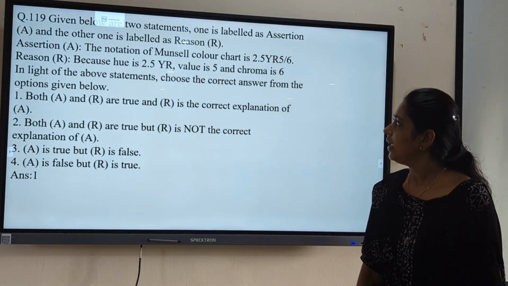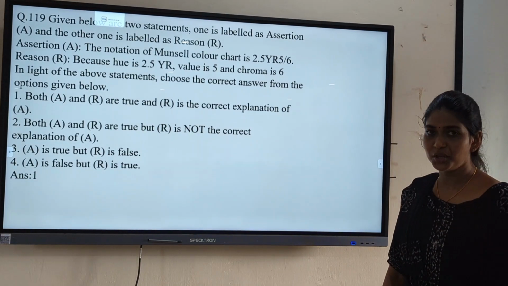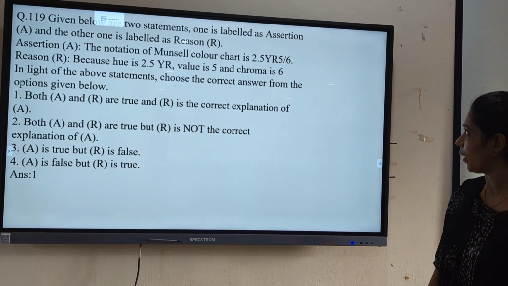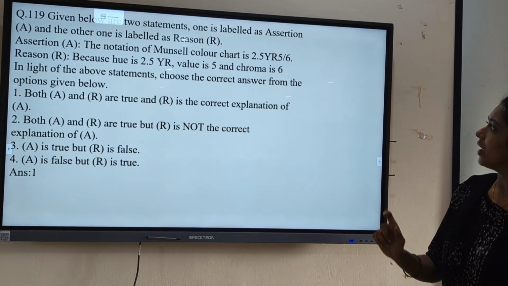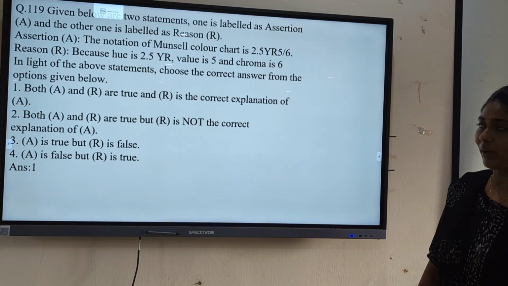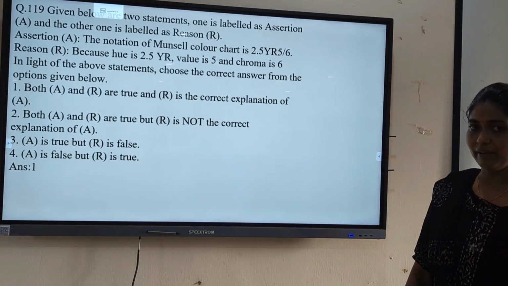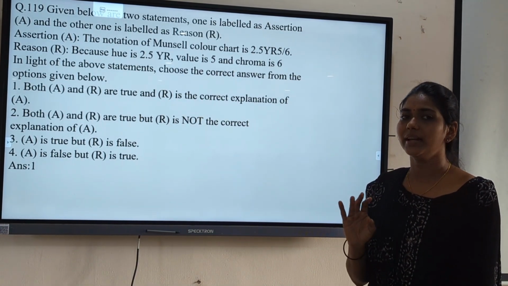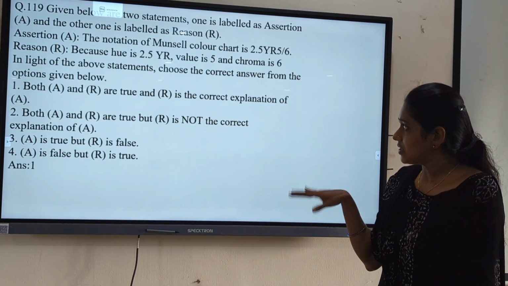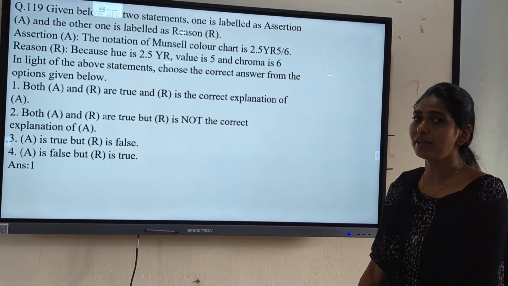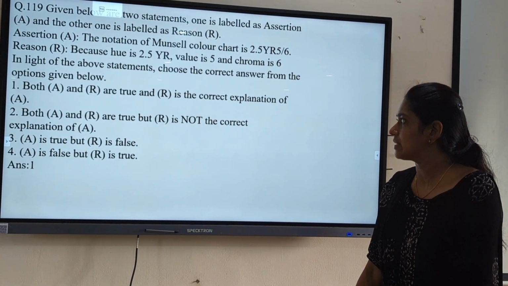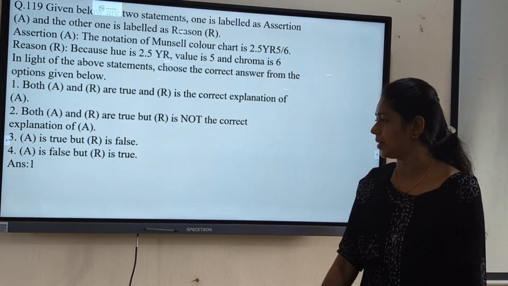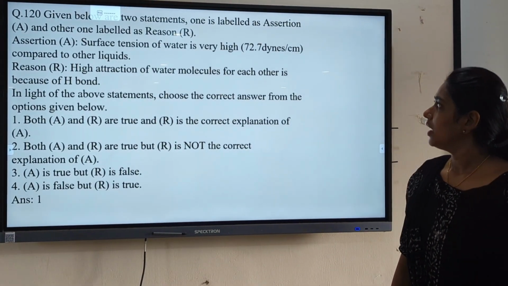Now the next question. Here also we have been given 2 statements. This is an assertion reason type question. The assertion is that the notation of the Munsell color chart is 2.5 YR 5/6. In that term, the 2.5 YR represents the hue, the 5 represents the value and 6 represents the chroma. So we know that the Munsell color chart contains 3 parts, that is hue, value and chroma. So the reason is also correct, the correct reason for the assertion. So option 1 is right, because both assertion and reason are true, and the reason is the correct explanation for the assertion.